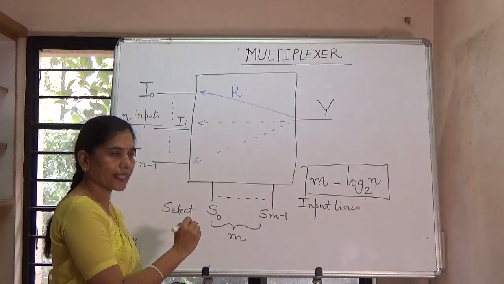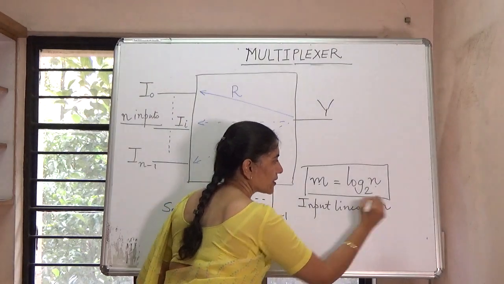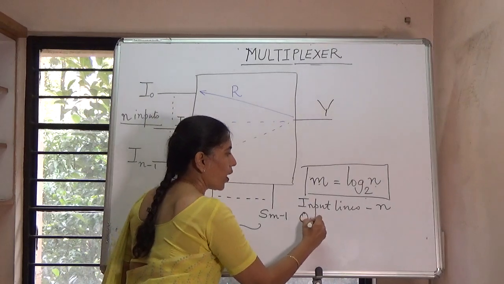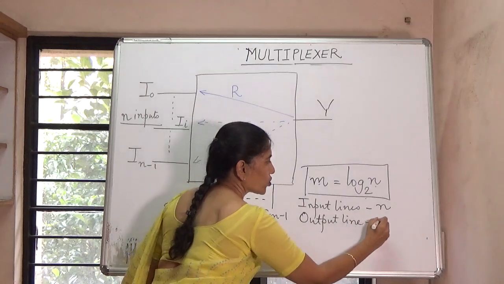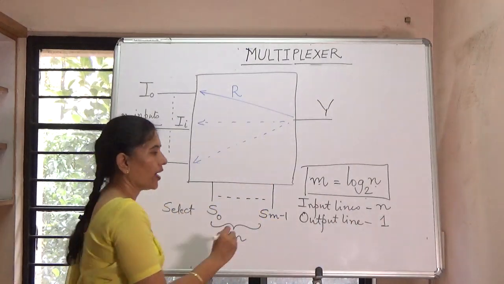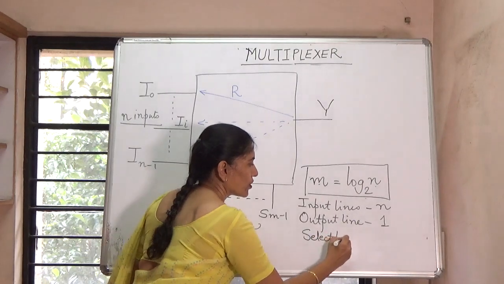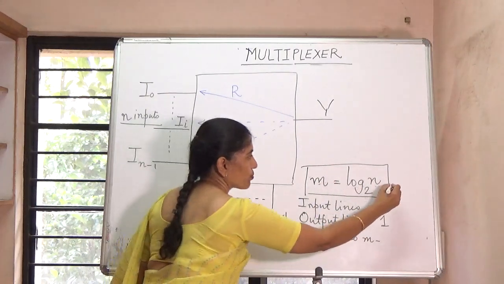So to summarize, in general, a multiplexer is a device which has a number of input lines. These are also called data lines in some references, and these are typically n input lines. We would have only one output line, and select lines, denoted by m, are derived using this particular relation.